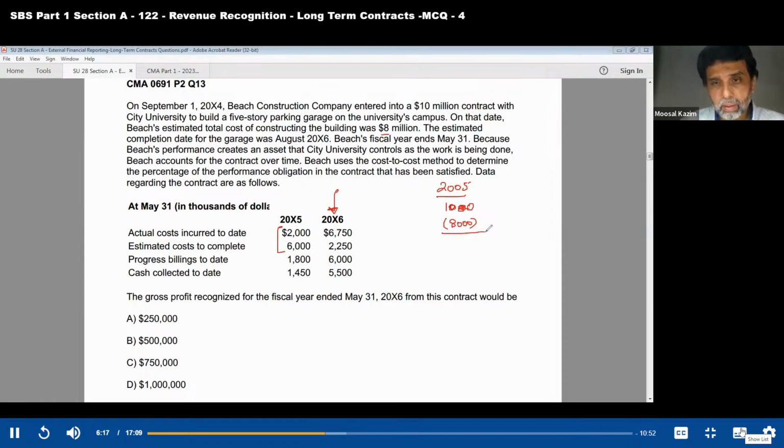Something has gone wrong here. 10 million is 10,000. Okay, right. And that would be 8,000, if you're putting it in thousands, right? And then this is 2 million would be the profit. And we would account for it on a percentage of completion basis, cost to cost method.